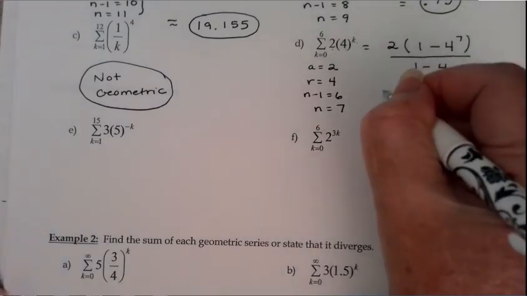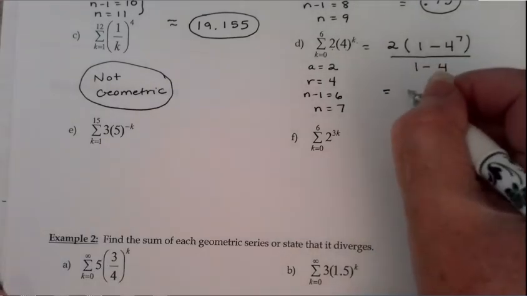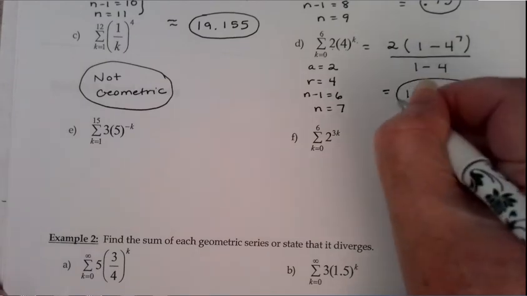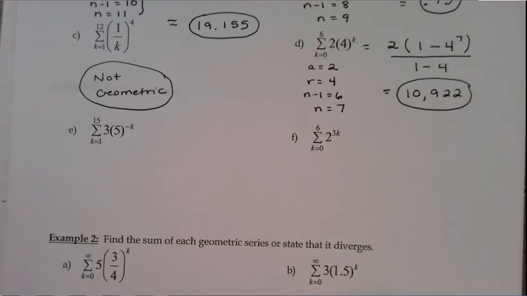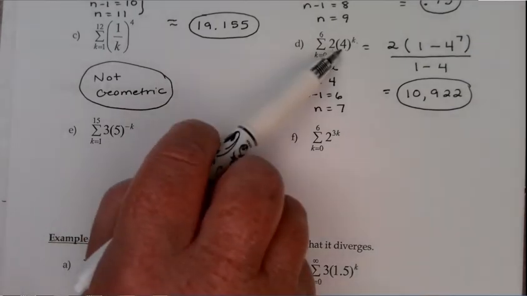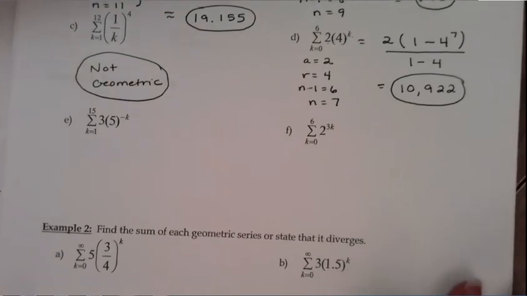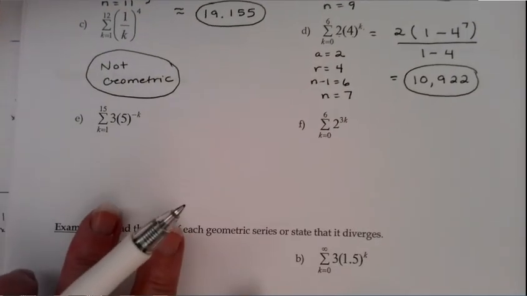And again, just a matter of plugging that into a calculator. I got 10,922. Now notice my r value was bigger than 1, but that's okay, because this was a finite sum. I only have to worry about r being less than 1 in the infinite sum, so we haven't done those yet. All right, the last two show you some little variations that can happen. So let's take a look at E next.